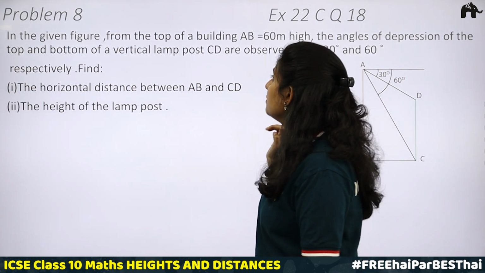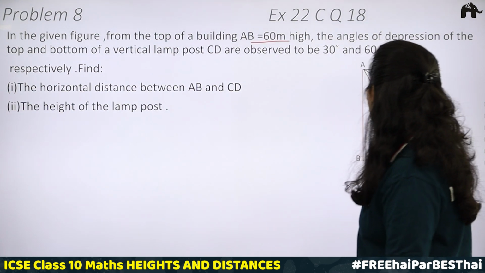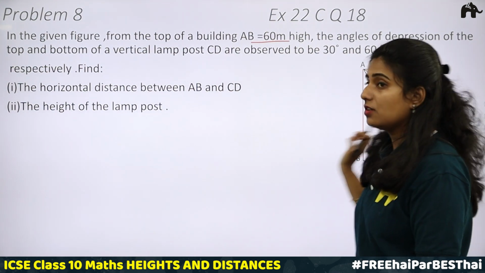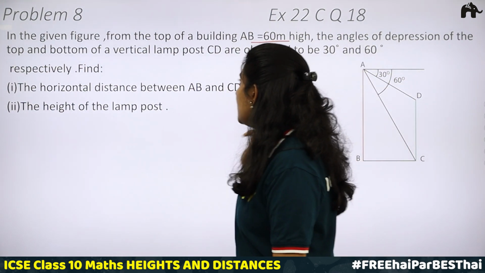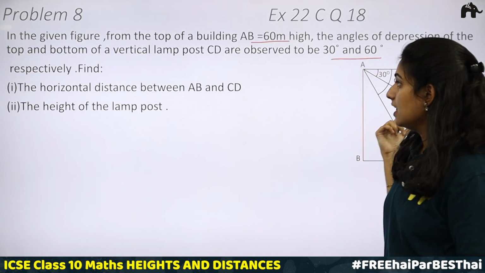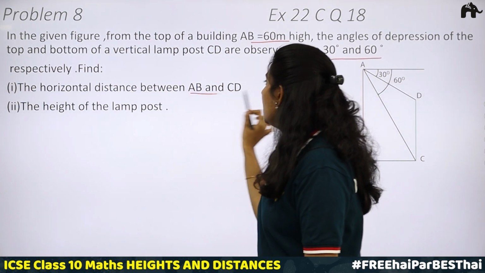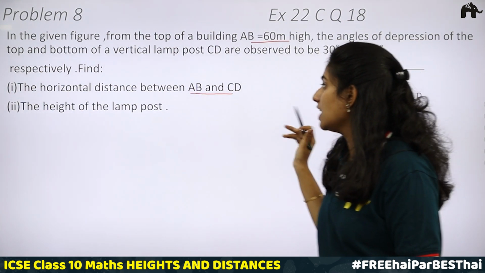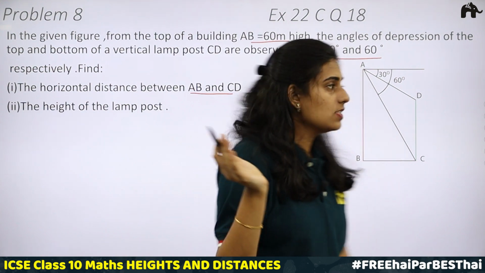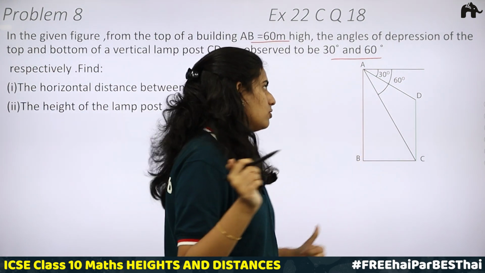In the given figure, from the top of a building AB, which is 60 meter high, the angles of depression of the top and bottom of a vertical lamppost CD are observed to be 30 degree and 60 degree respectively. Find the horizontal distance between AB and CD. Second, the height of the lamppost. Horizontal distance between AB and CD, that is the distance BC we have to find.